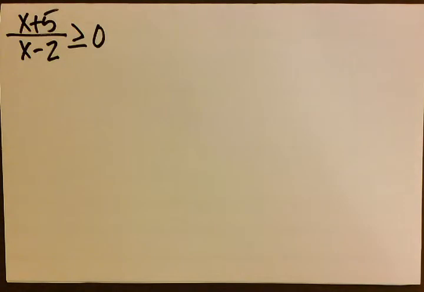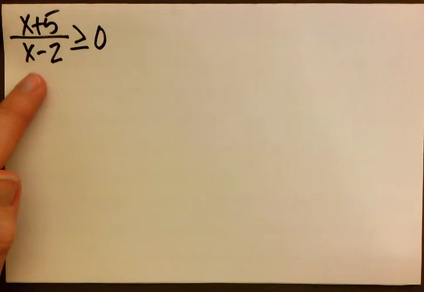The question is (x + 5) over (x - 2) is greater than or equal to 0, and we're asked to solve. So the first thing that we do when we're asked to solve an inequality is that we want to make sure that there can never be a number that will make the denominator of our question a 0.